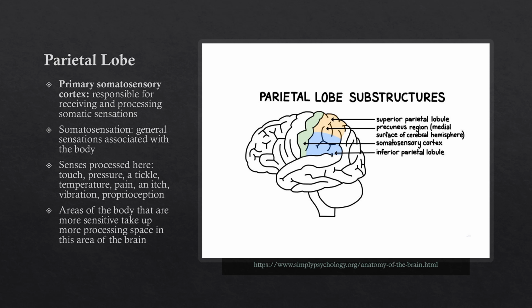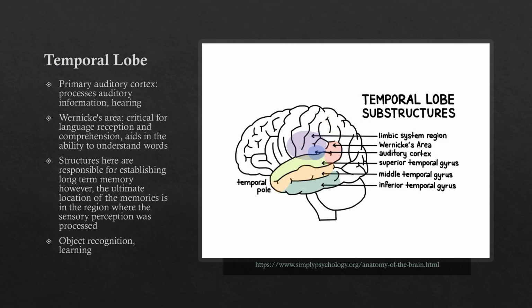These include touch, pressure, a tickle, temperature, pain, an itch, vibration, and more general senses of the body, such as proprioception, which is the sense of body position. One interesting fact about this section is that areas of the body that are more sensitive take up more processing space in this area of the brain. Temporal lobes are on both sides of the brain near the temples.